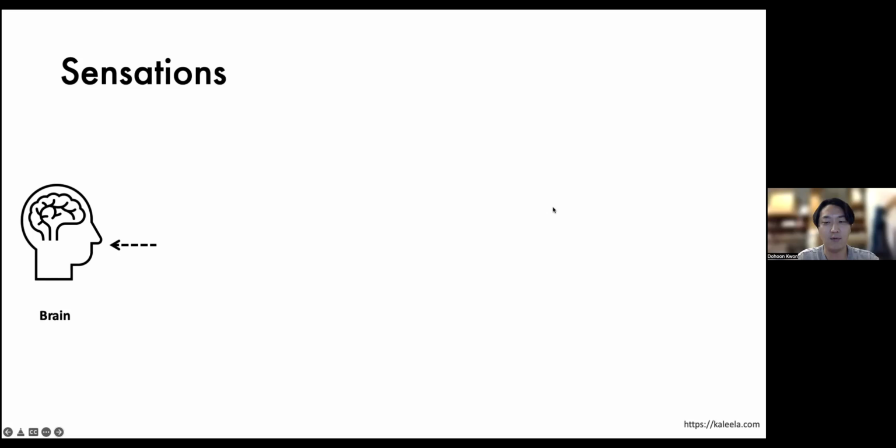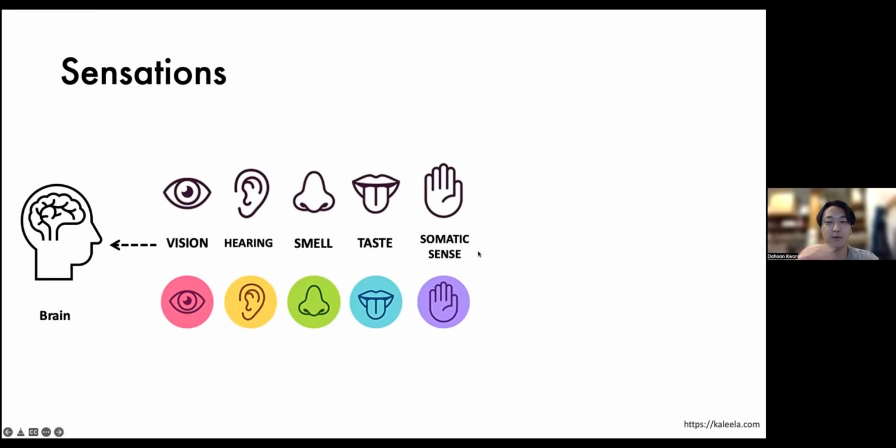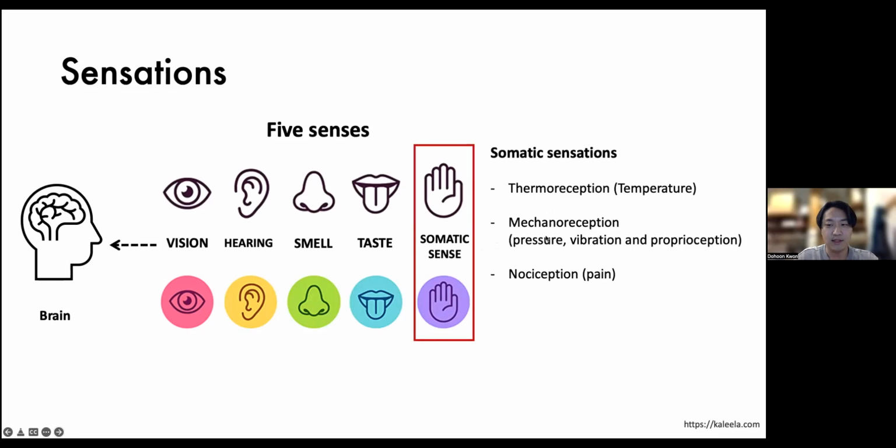We all know we have the 5 basic human senses: vision, hearing, smell, taste, and somatosense, or somatosensation. There are several types of somatosensation, including thermoreception, temperature sensing, mechanoreception, pressure, vibration, and proprioception, and noxious, pain. The main topic of today's presentation is thermoreception, temperature sensing.